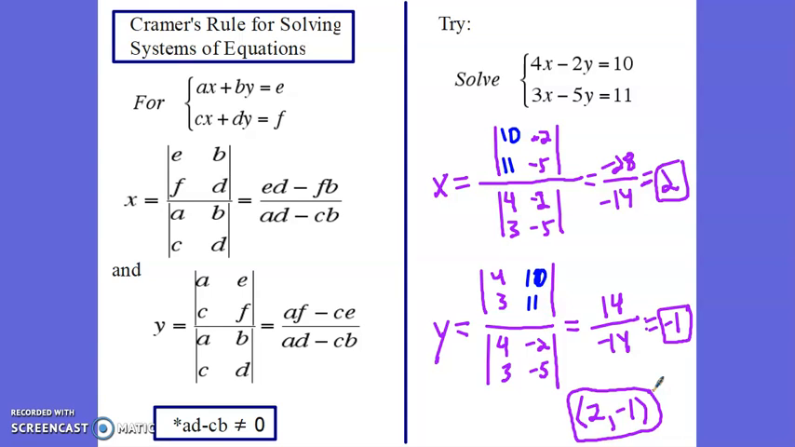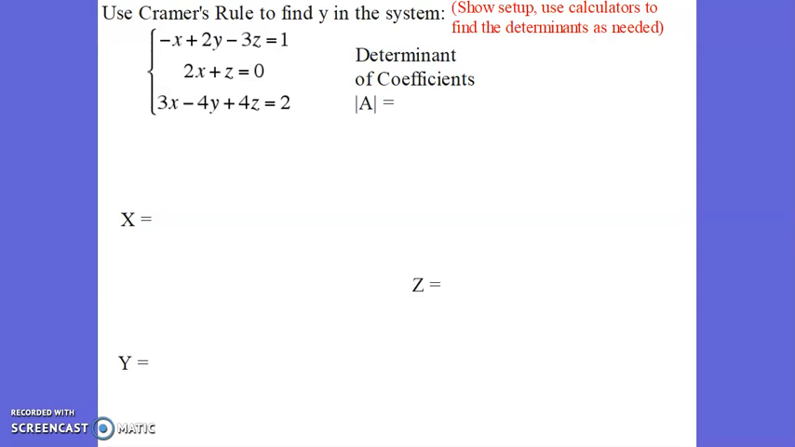But what about when we have a slightly larger system? Again, 3x3s are 3 variables, 3 equations, always made for a little bit more work. Well, with Cramer's rule, the setup takes a little bit of time, but after that, it's pretty fast, pretty quick, and pretty easy. We would just need our coefficient matrix. So again, -1, 2, -3, 2, 0, notice no y in that second equation, 1, and 3, -4, 4 over here at the right.